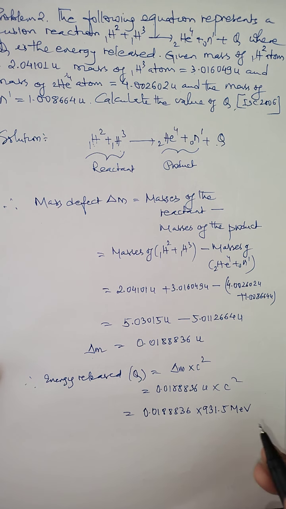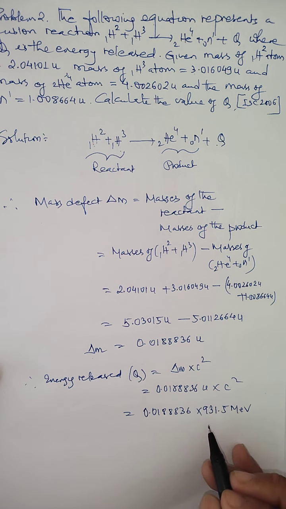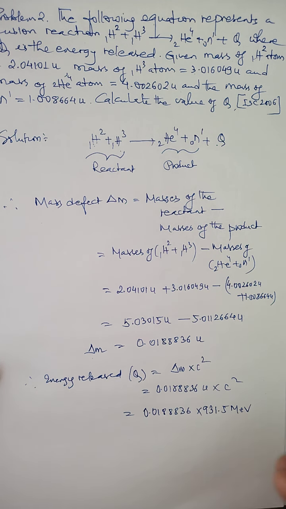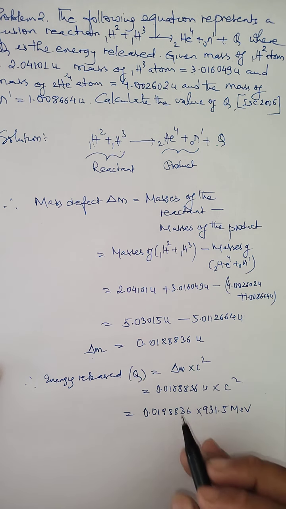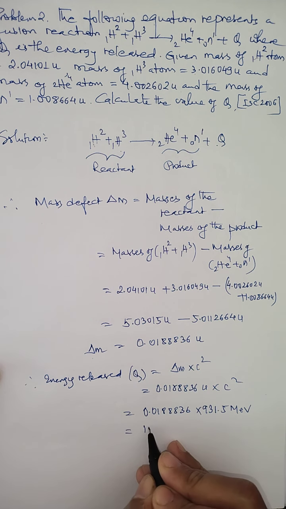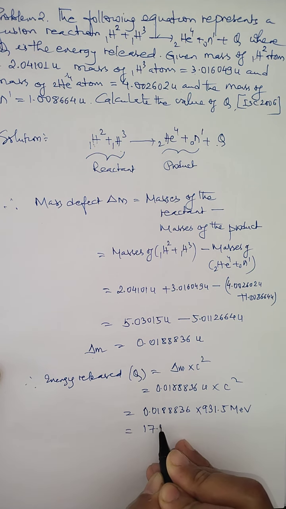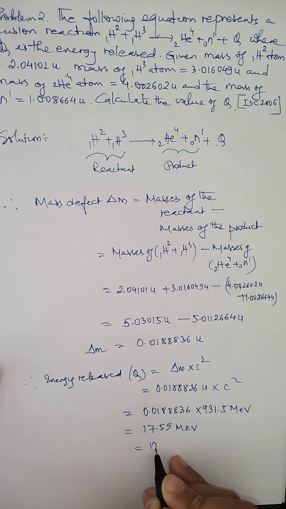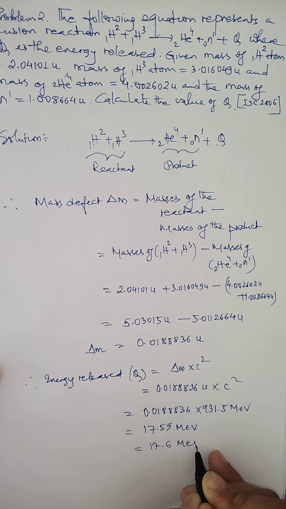But children, remember this value when you get this type of question. In the ISC examination, sometimes the value may not be given as 931.5 megaelectron volt. It may be 931 megaelectron volt. So whatever value is given as the equivalent energy for 1 U, that value only you need to multiply with the mass defect. If you multiply, you get approximately 17.59 megaelectron volt, which we can round up to 17.6 megaelectron volt.